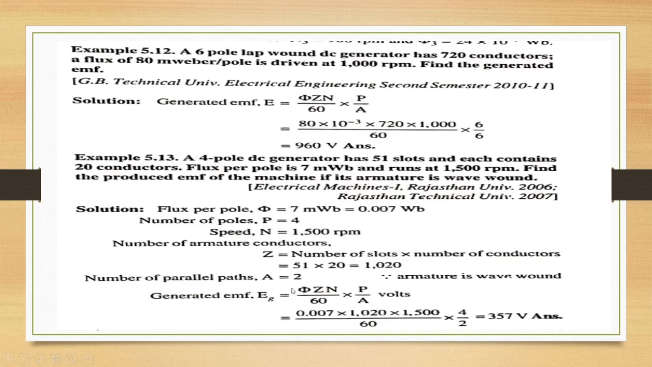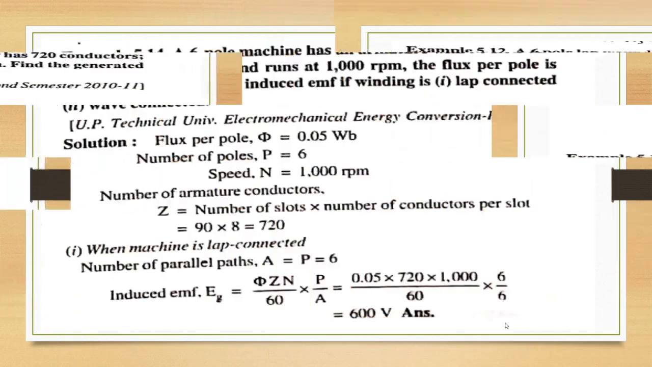Number of parallel paths A equal to 2. Generated EMF Eg is phi Zn by 60 into P by A. Substitute all the values. We are going to get the value of generated EMF as 357 volts.